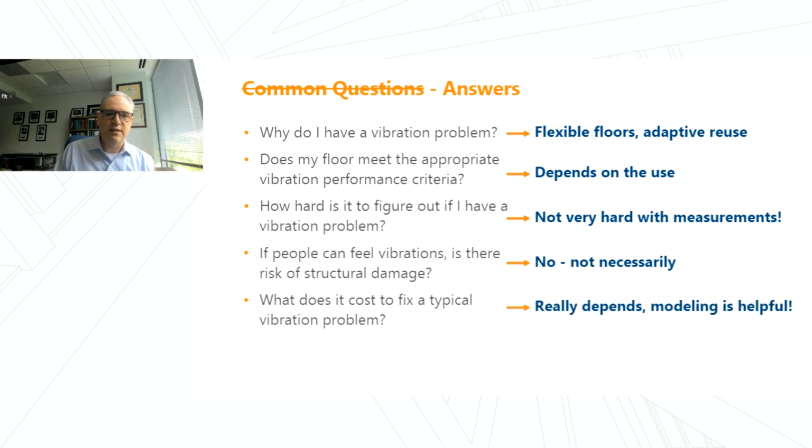What does it typically cost to fix a problem? This really depends on the source and severity. For localized discomfort, we have had a lot of success with tuned mass dampers. Those are relatively low-cost solutions. Typically, a project would be on the order of $20,000 to $50,000, depending on how many and where. For more severe issues, especially as we highlighted, where an entire slab needed to be stiffened or dropped and replaced, as we showed in the case study, that cost can be significantly higher.